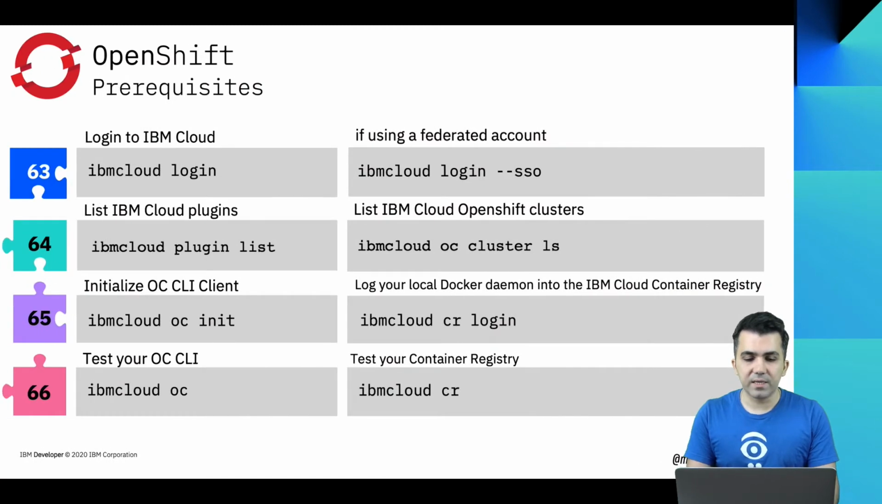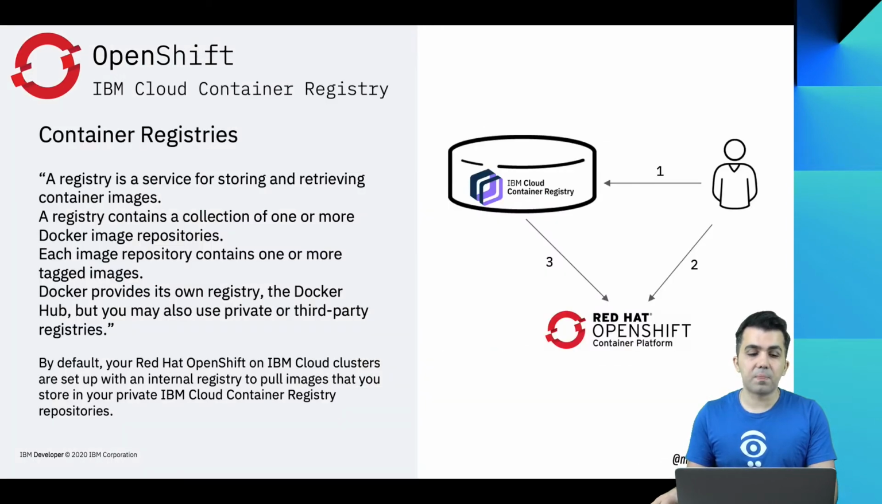So let's go back in here and start with our container registries, as I had just told you about. A registry is a service for storing and retrieving container images. A registry contains a collection of one or more Docker image repositories, and each image repository contains one or more tagged images.